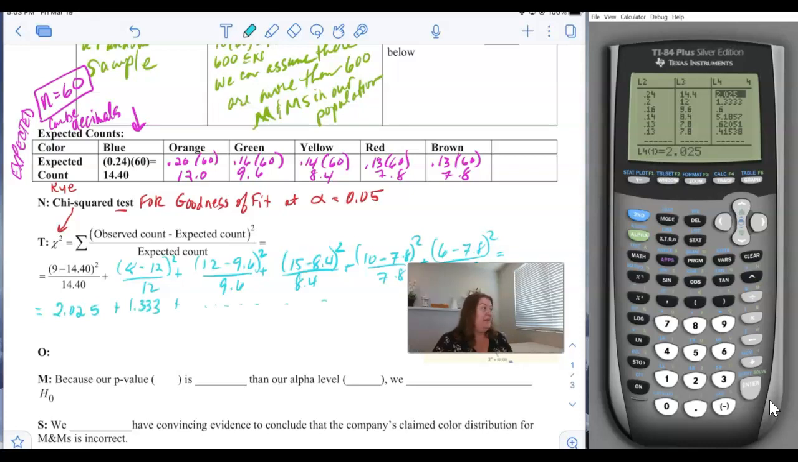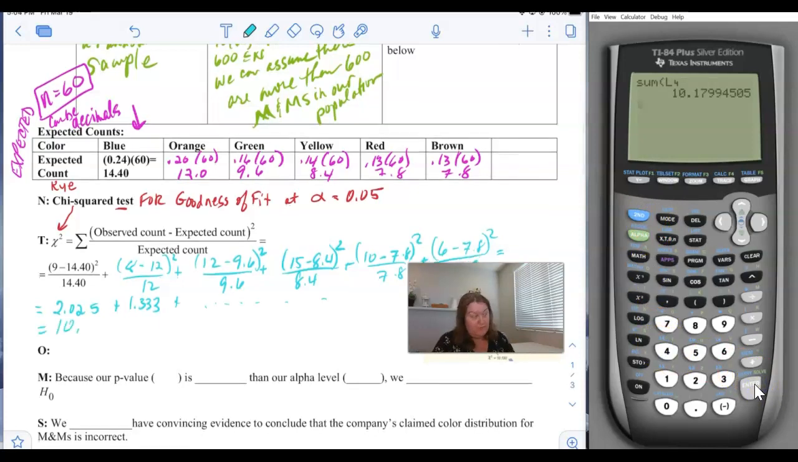Okay, and then I need to find the grand total of this, so I'm still stuck counting this all. So I believe I can sum column 4, and you're like, Power, this is so much on my calculator, you gotta be kidding me. Let's see if I can go find sum. There it is, number 5, and I want to sum, I thought it was list 4, right? And I'm getting 10.180. So there's my chi-squared score, okay?